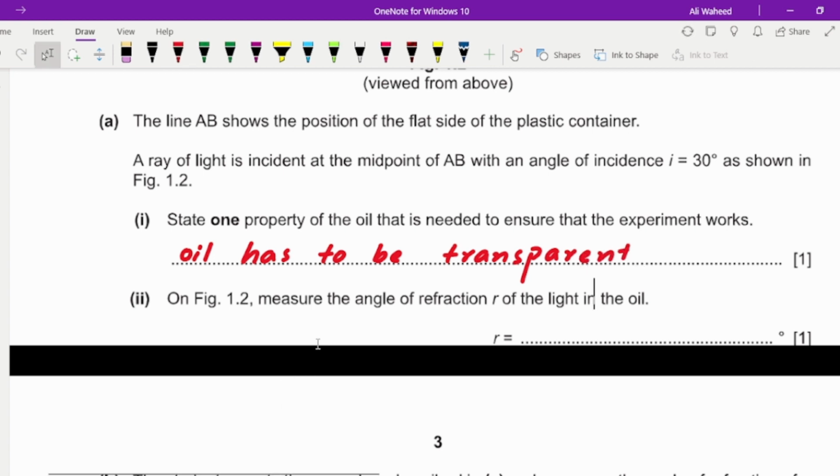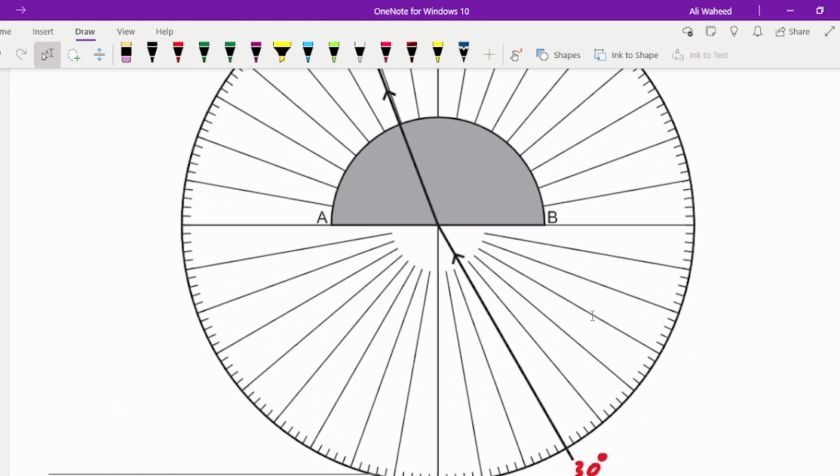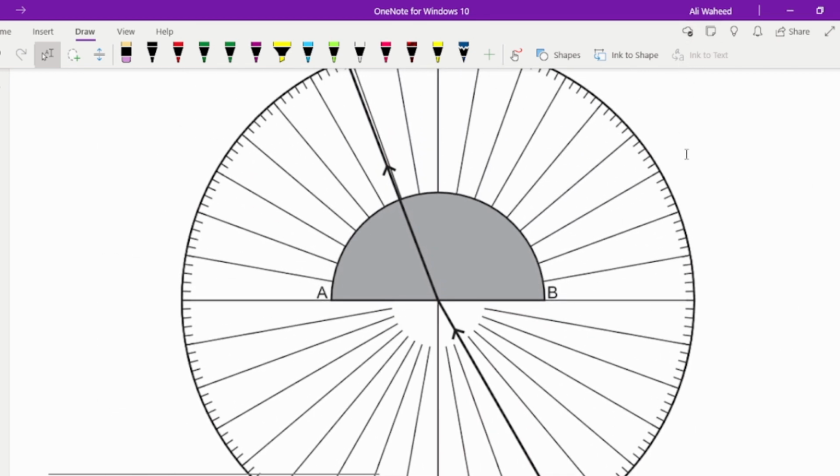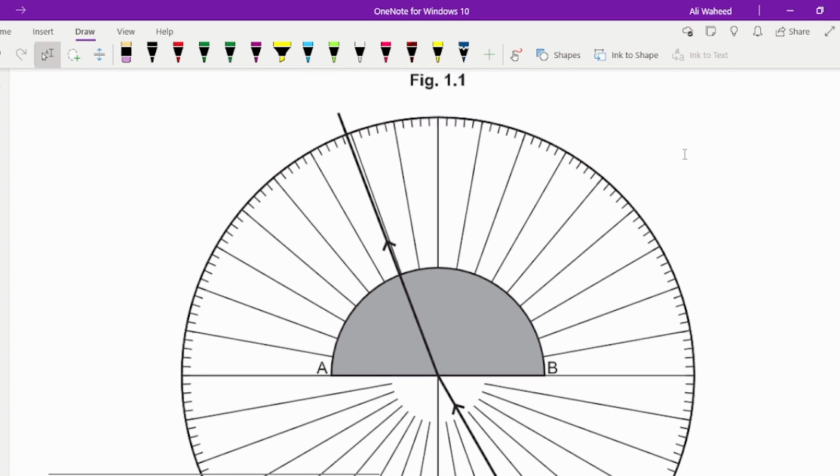On figure 1.2, measure the angle of refraction R of the light in the oil. The angle of refraction needs to be measured. So the angle of refraction is the angle between the refracted ray, this one is your refracted ray in this situation, and the normal line. The normal line is the line perpendicular to the surface. So this line would be the normal line. And what is the angle?